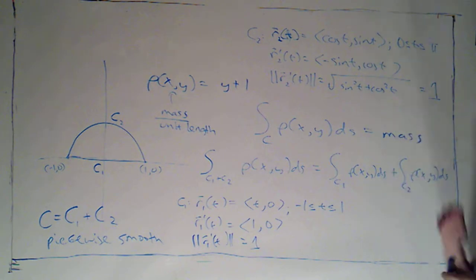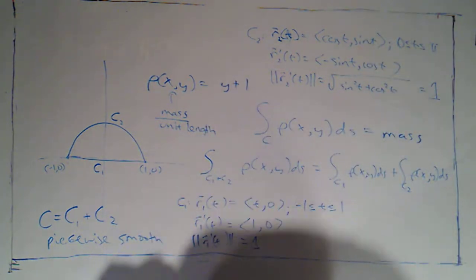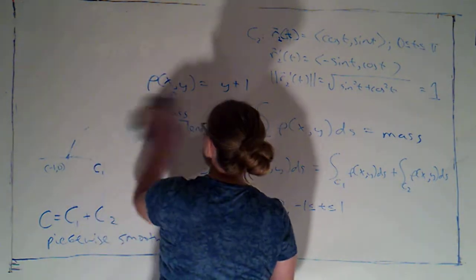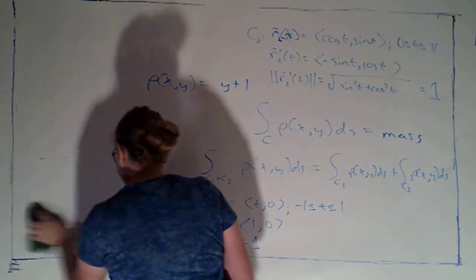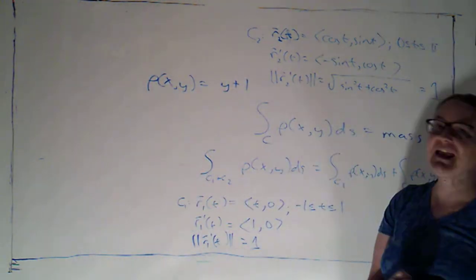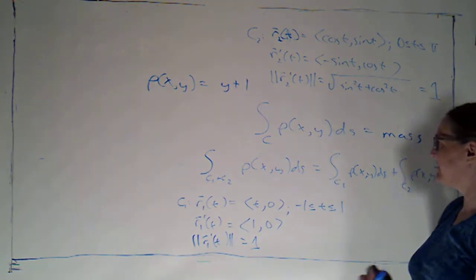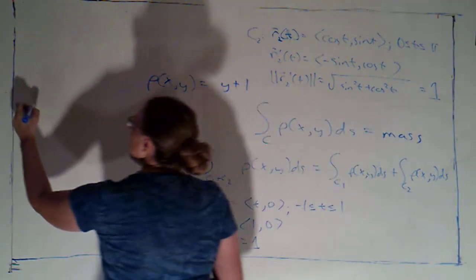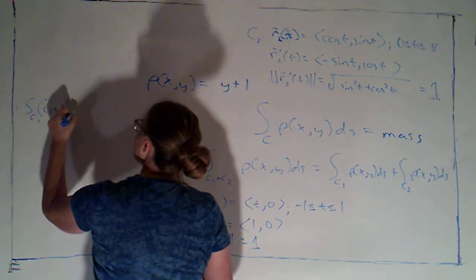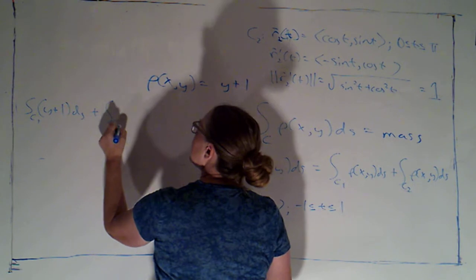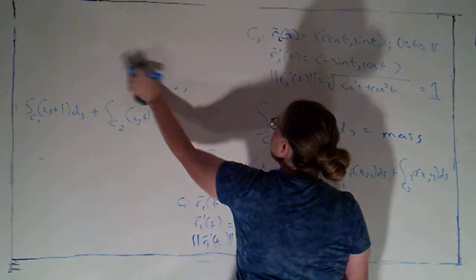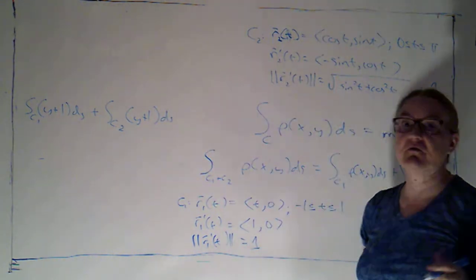So these are some really nice curves because the scaling factor that I'm going to get in switching from integrating with respect to arc length to integrating with respect to t is just going to be 1. Gotta love it. Okay, so we basically are doing the integral along C1 of y plus 1 ds plus the integral along C2 of y plus 1 ds. And now let's switch both of those over to t.